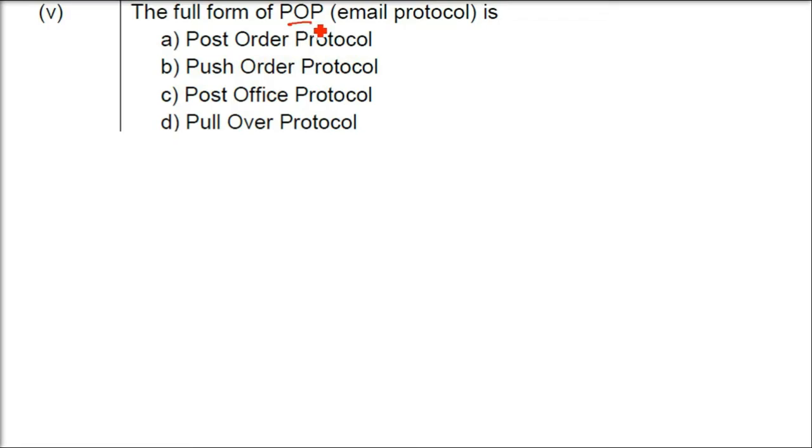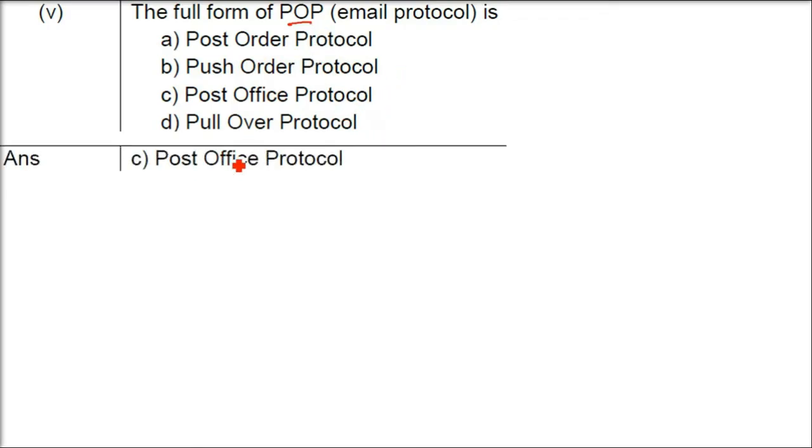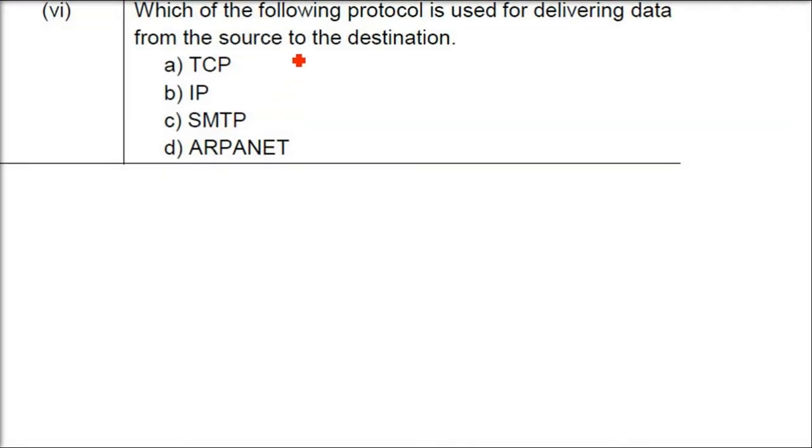The full form of POP email protocol, we just saw it, is post office protocol. And the name has come from the post office only, because earlier, when there was no internet, only post offices were there. Those were responsible for sending your mails, your parcels, your registries.